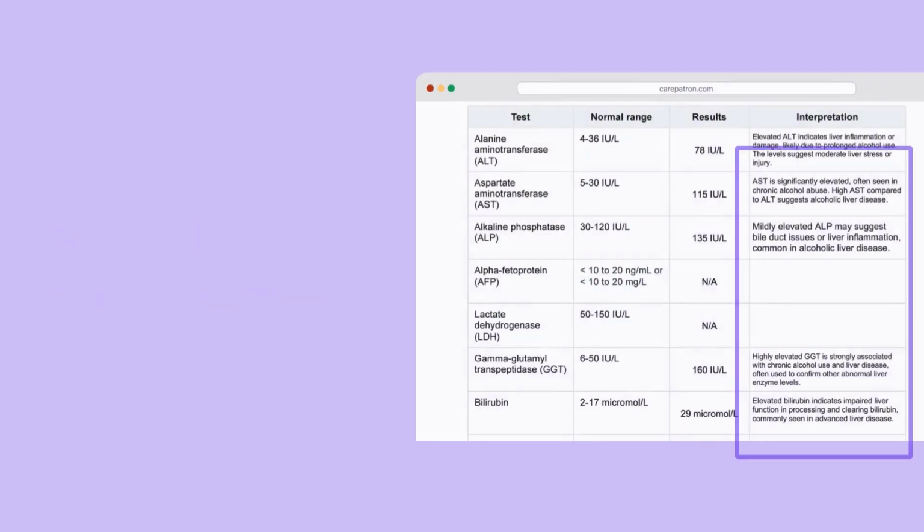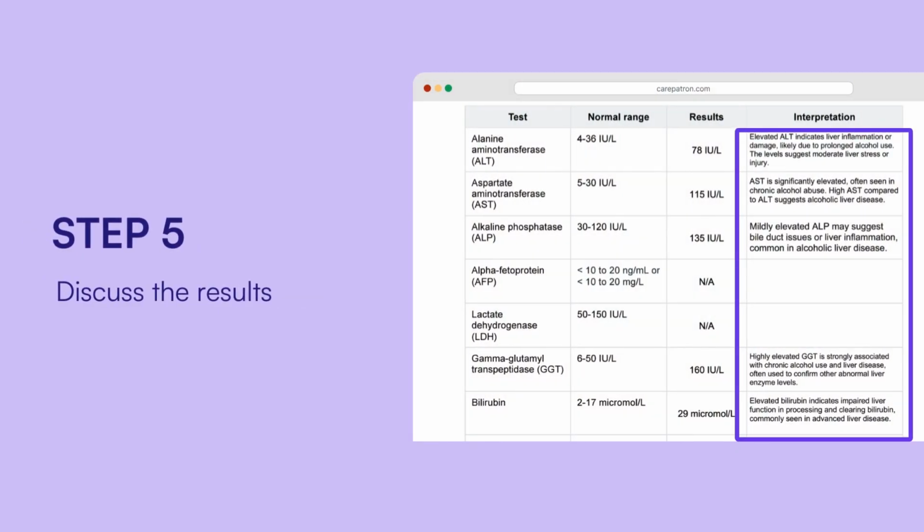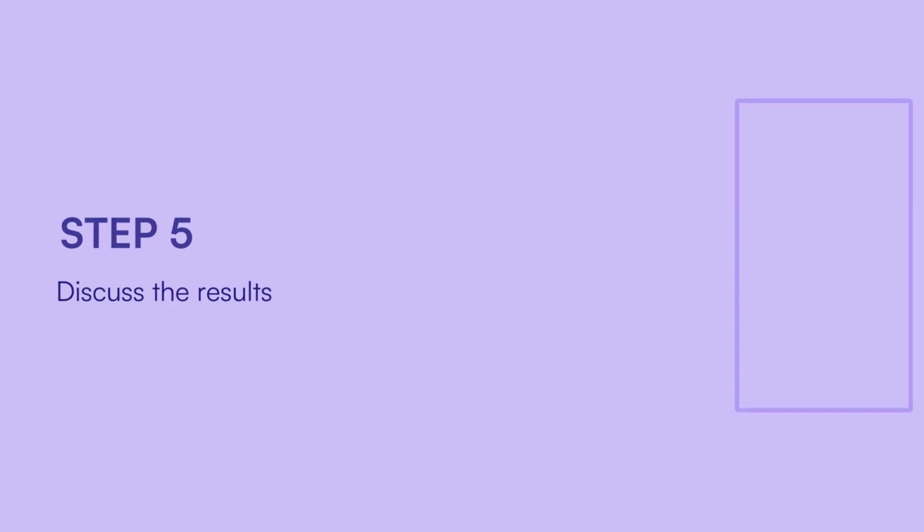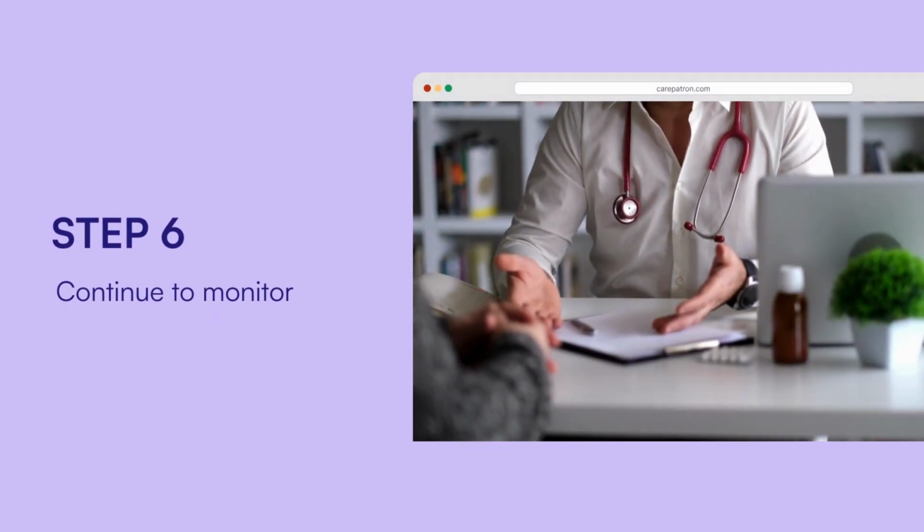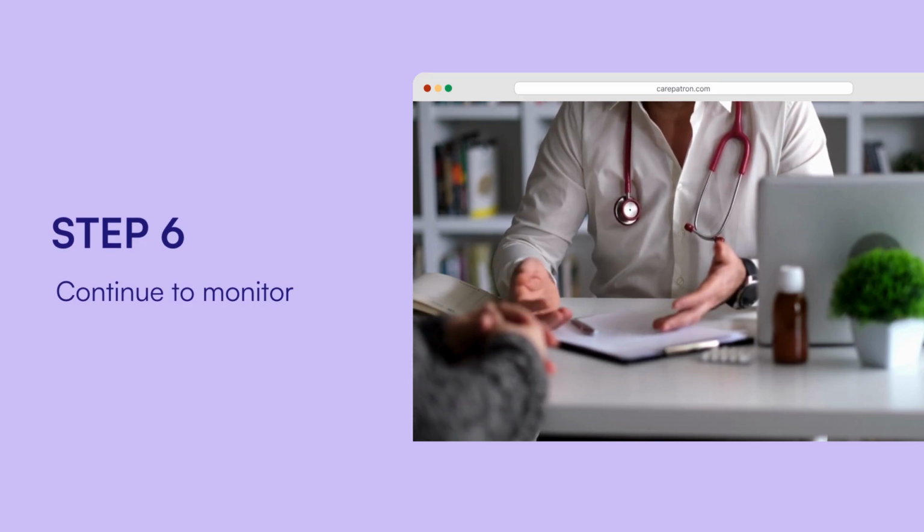Discuss the results with the patient, providing an interpretation of their liver health and next steps if further testing is needed. Continue to monitor the patient by conducting periodic tests, ensuring you track liver function over time for ongoing care.